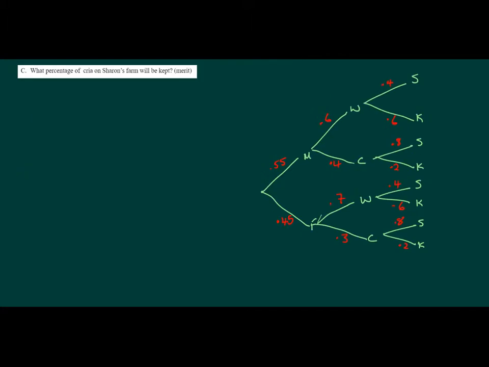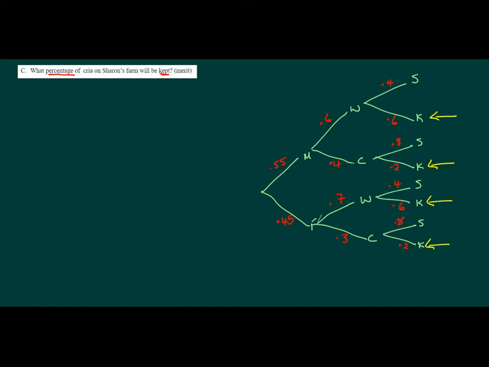Okay, for the next question, we're asked here, what percentage of cria on Sharon's farm will be kept? So we want to know what options are going to be kept, and then it's also asking for a percentage. So we have to make sure that our answer is in the form of a percentage. So basically for this one here, we're trying to find all the different options that lead to being kept. Okay, so K for kept, I've changed it from the last tree diagram. So we're looking for all those particular options there.